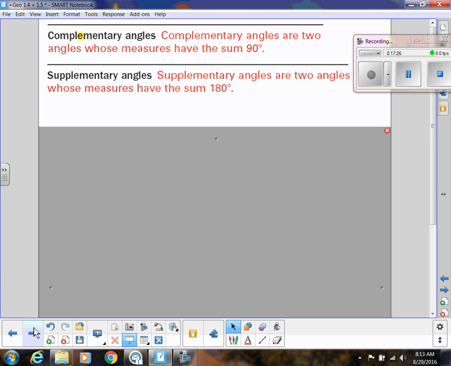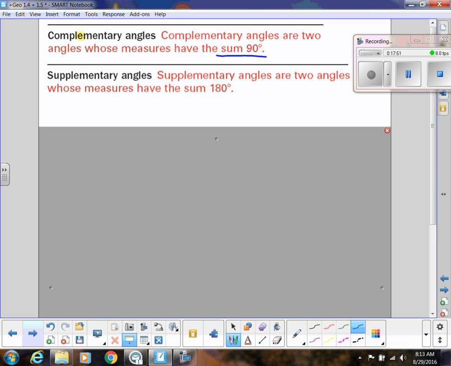So now let's talk about another kind of pair of angles, and that's complementary and supplementary angles. Complementary, and remember, this is not like the English word complimentary where you compliment someone, like, I like your hair, I like your dress, or something like that. That's not what I mean. Complementary angles are angles that add up to have a sum of 90 degrees.